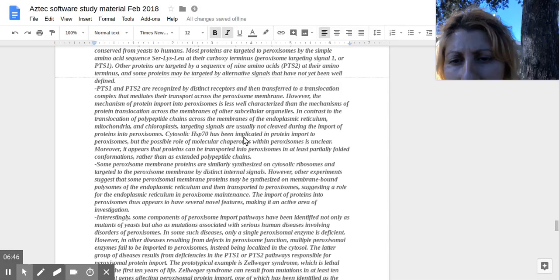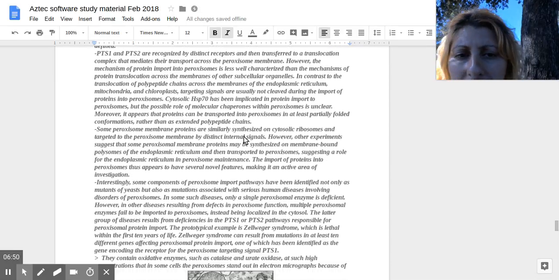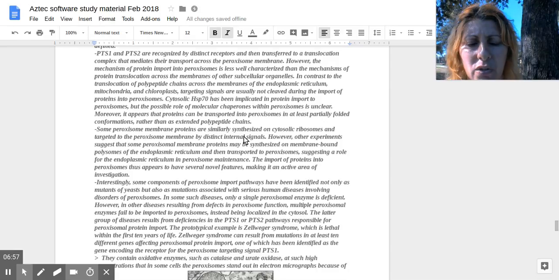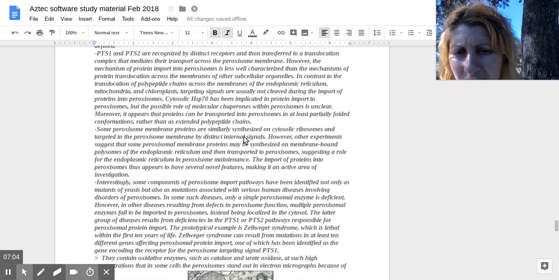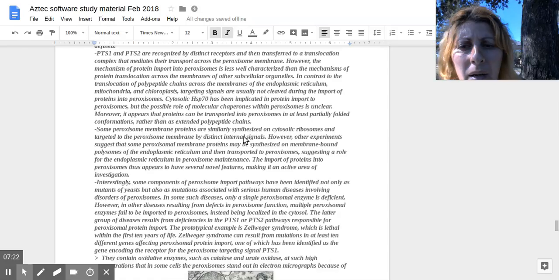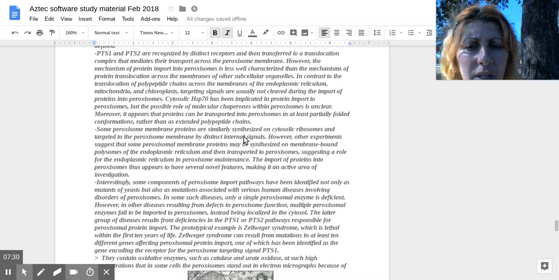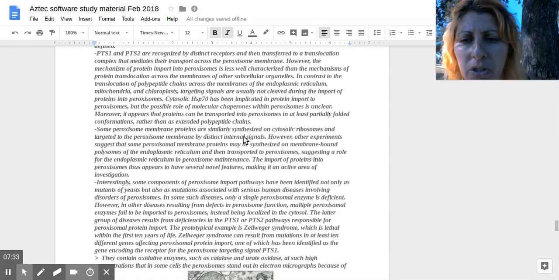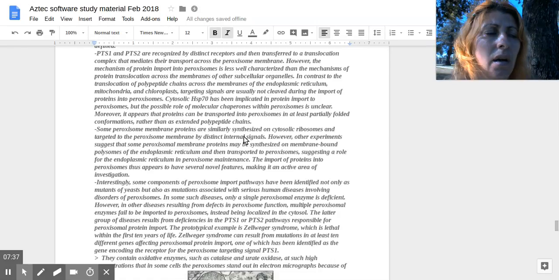However, the mechanism of protein import into peroxisomes is less well characterized than the mechanism of protein translocation across the membranes of other subcellular organelles. In contrast to the translocation of polypeptide chains across the membranes of the endoplasmic reticulum, mitochondria, or chloroplasts, targeting signals are usually not cleaved. During import, cytosolic HSP70 has been implicated, but the possible role of molecular chaperones within peroxisomes is unclear. Moreover, proteins can be transferred into peroxisomes in at least partially folded conformations rather than as extended polypeptide chains.